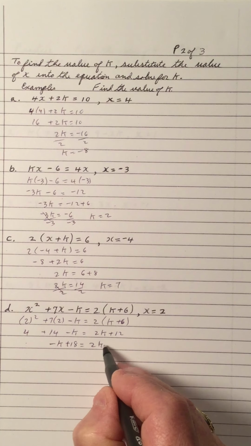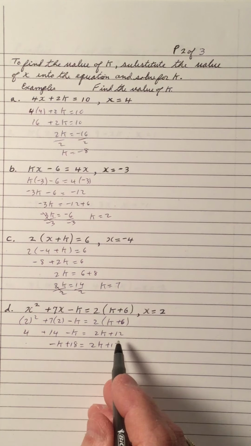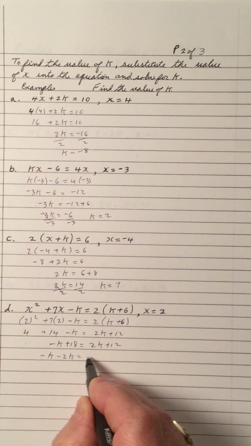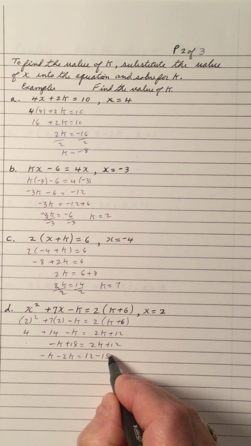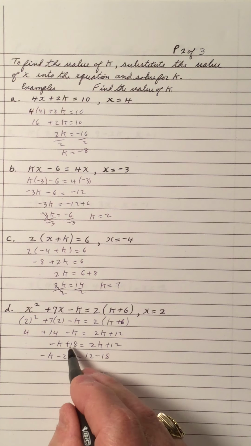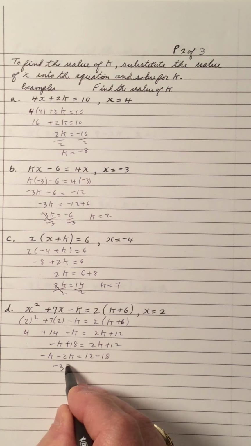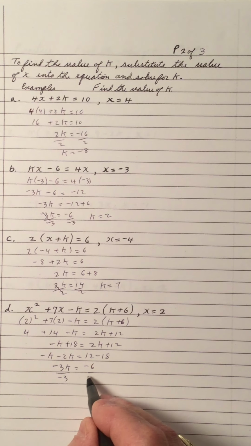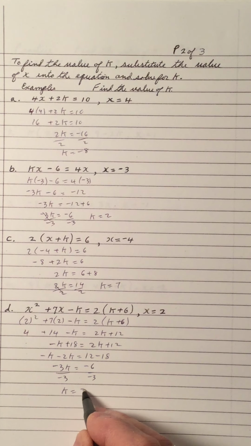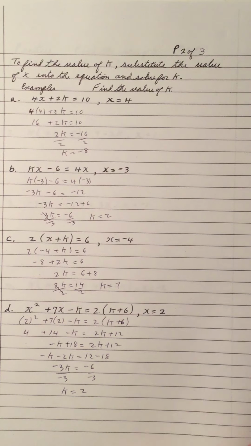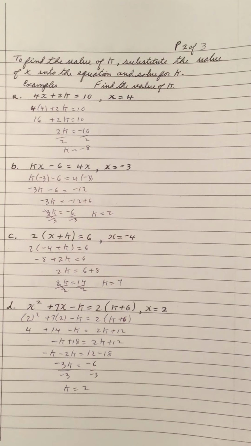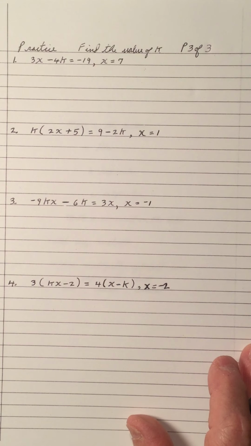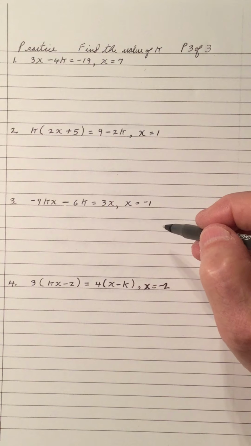Like before, we make sure we simplify each side before we transpose. -k minus 2k, 6 minus 18. Move them over, make it a minus, move it over, make it a minus. -3k equals -6. Divide by -3, and I get k equals 2. So, sub the x in, work out the value of k, the same as if you're solving for x in the normal equation. Practice means pause your video and work these out.